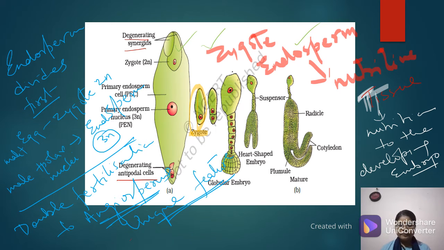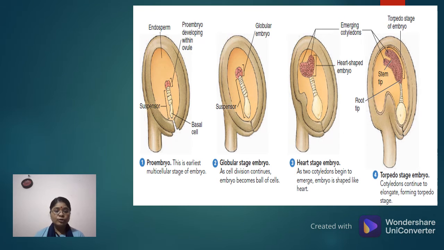Now let's look at this diagram. It is not very clear, and remember I have told you that the zygote is present towards the micropylar end. Just look at it. What do you see here? You see that this is the micropylar end. This is the micropyle, and this is the area where your zygote is formed.